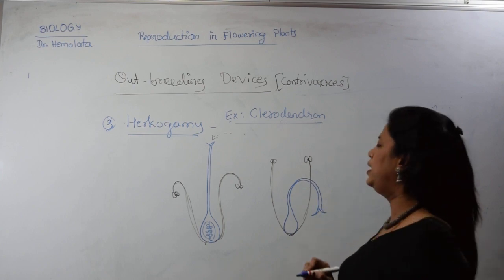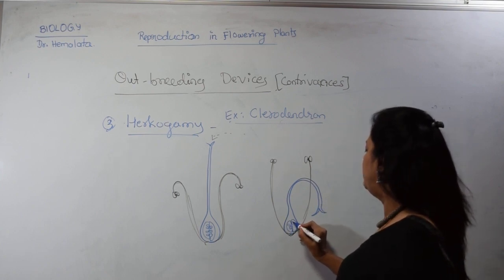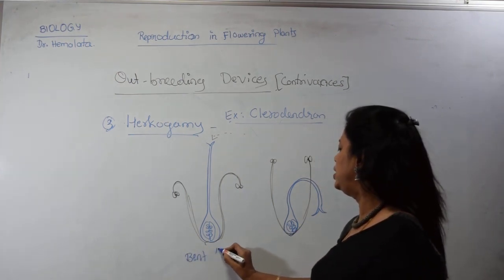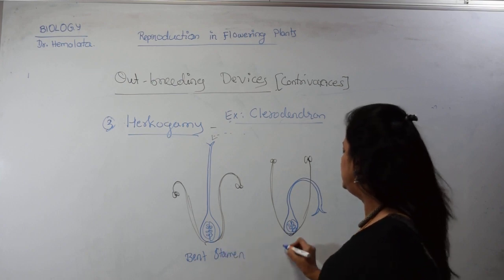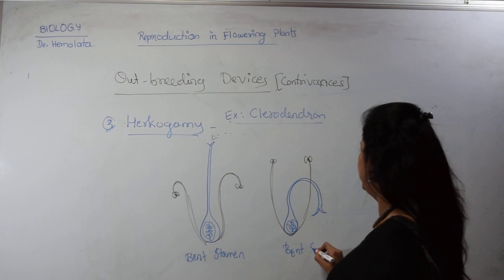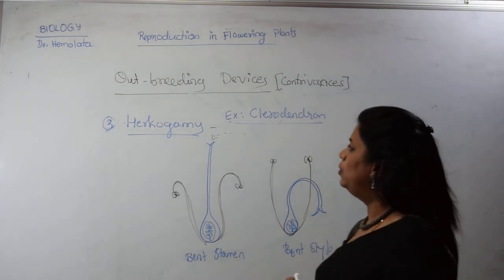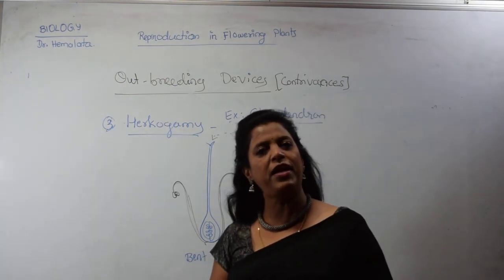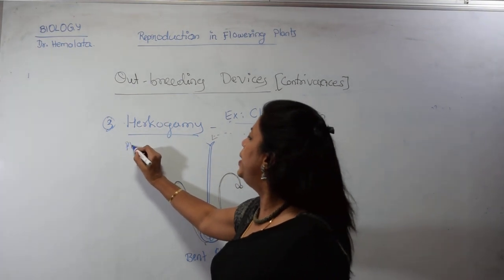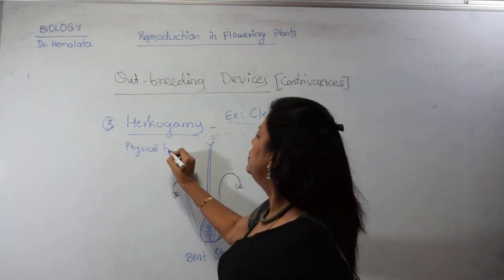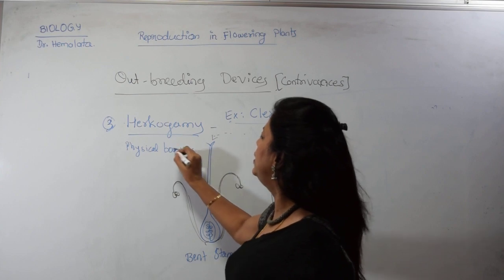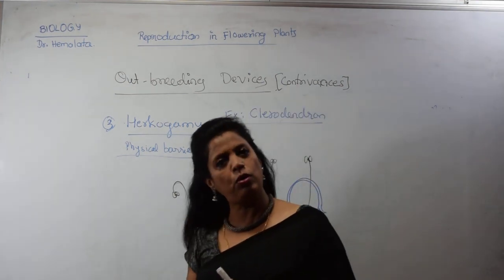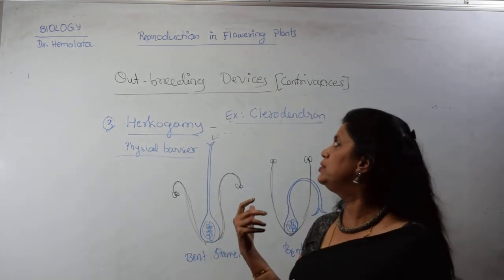So you don't want its own pollen grains, right? Therefore, they will bend to the other side. So this is the bent stamen. This is the bent style. This is how they will avoid self-pollination. This is called hercogamy. So how to define hercogamy? It is the physical barrier that is brought between the male and female sex organs to avoid self-pollination and to promote cross-pollination. One example I gave you is Clerodendron.